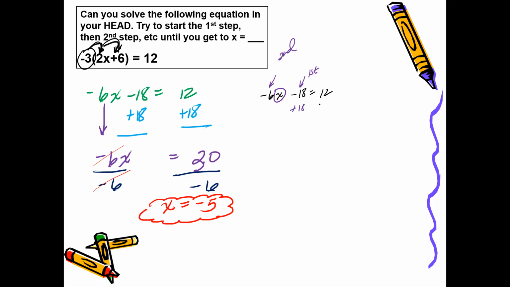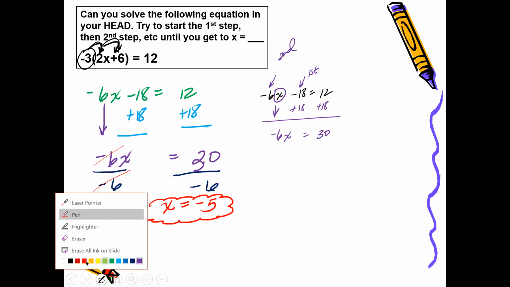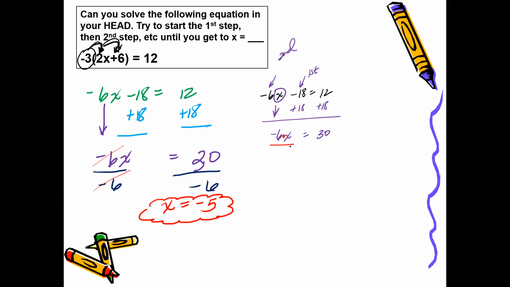So what's the opposite of a negative 18? It's a positive 18. So let's bring that down to negative 6x equals 30. And then how do you get rid of a negative 6? If it is multiplied to x, you will divide by negative 6 on both sides. Negative 6 cancel. X is now by itself, and your answer is x is equal to negative 5. Now, if you would like to check this, you just plug back into the original equation.